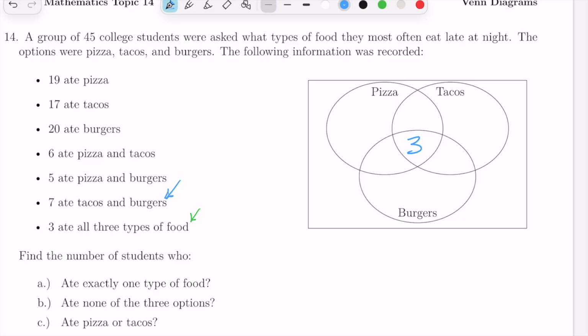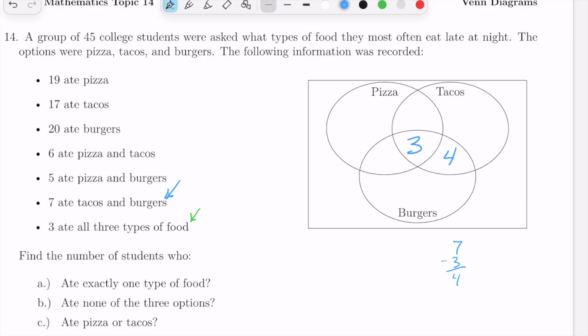Next, 7 people ate tacos and hamburgers. Tacos and hamburgers would be this whole section here, this football-shaped section. There should be 7 there, but I already have 3, so I'll do 7 minus 3 and realize that 4 need to go there. Now I have a total of 7 people in the taco burger intersection, and 3 of them also ate pizza. Okay.